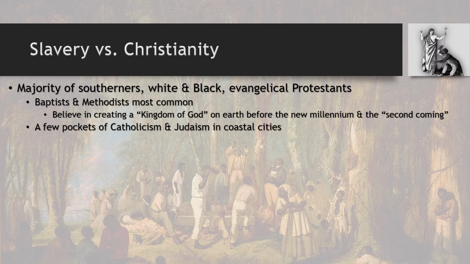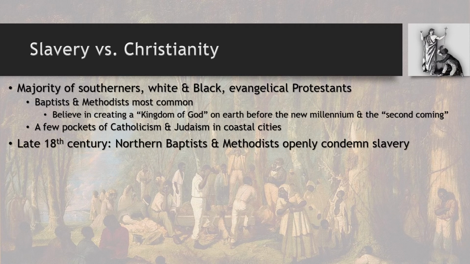And there are a few pockets of Catholicism and Judaism that did exist in coastal cities. These were very uncommon, okay? And quite often faced a large amount of prejudice from Protestants living nearby. By the late 18th century, a lot of Northern Baptists and Methodists began to openly condemn slavery as being a problem. Okay? And this is kind of where a lot of the abolitionist movements began to come into play. And we'll talk a little bit more about that in the next chapter.